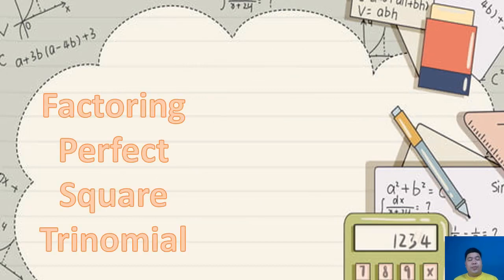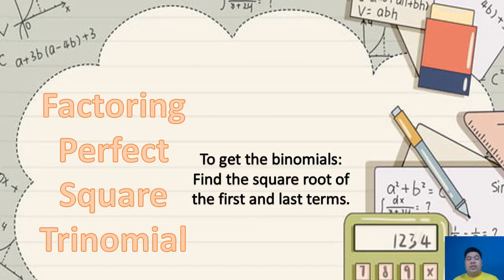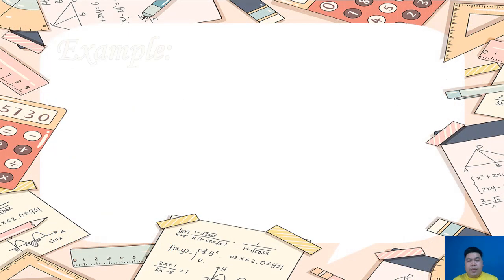Now, in factoring perfect square trinomials, first, to get the binomial, find the square root of the first and last term. That is the factor. Is that simple? Okay, yes. Let's try to have an example.